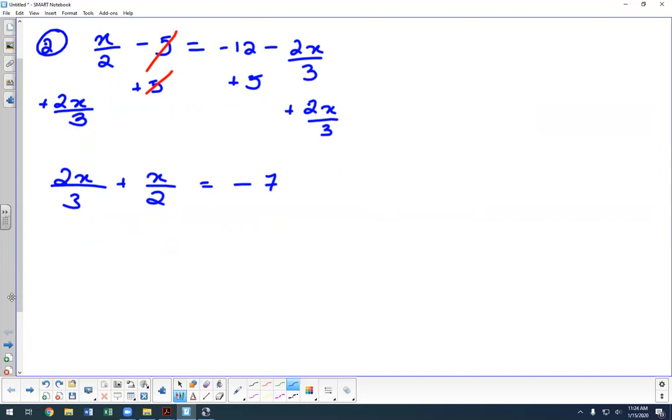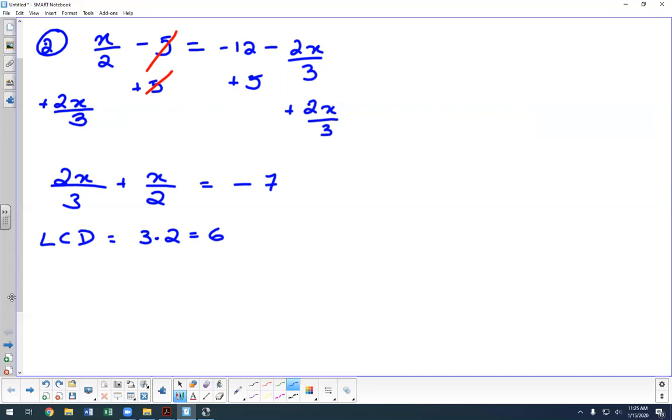Now, you can see they have two different denominators, so we need to find a common denominator. Since 3 and 2 cannot be broken down any further, just multiply those two numbers together and you get your least common denominator. That will be 3 times 2, which of course gives us 6. To turn this into a common denominator, you can multiply the first fraction by 2 and the second fraction by 3.